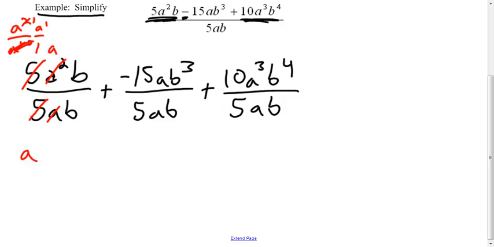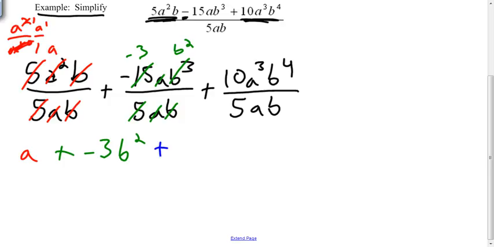So in the end, we're left with just a on this one. Similarly to our 5s, b divided by b just is 1. So we are left with just 1 there. So our first term just comes down to a. Moving on to the second one, 5 going into negative 15, that's going to be negative 3. So our first part is negative 3. Again, a and a divide out. B to the first and b to the third leaves us with b squared. So we have negative 3b squared is our second part.